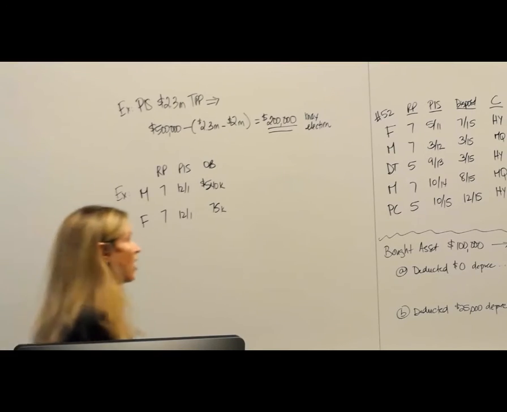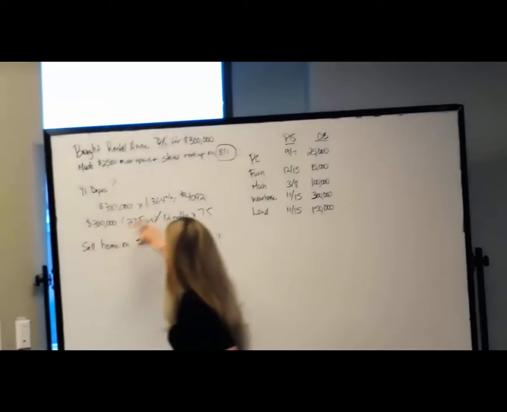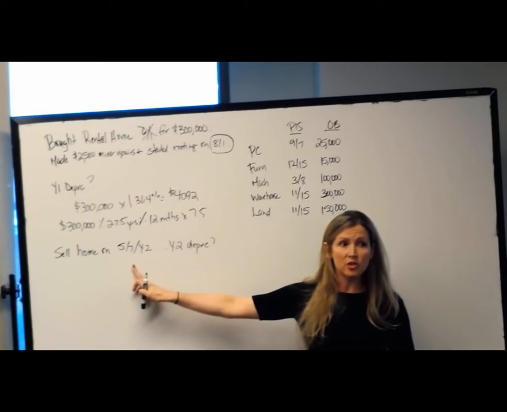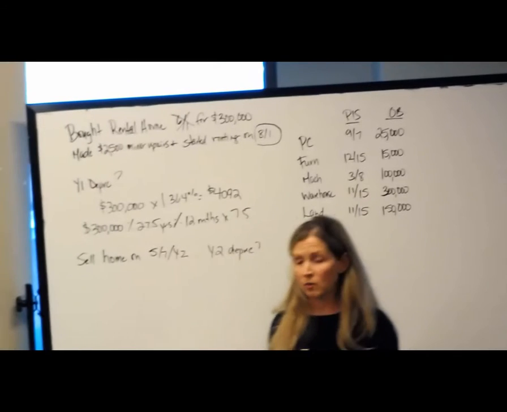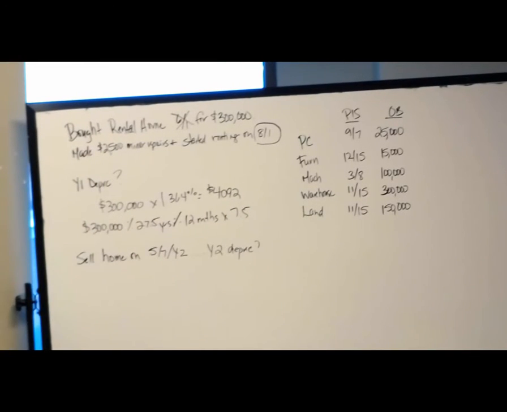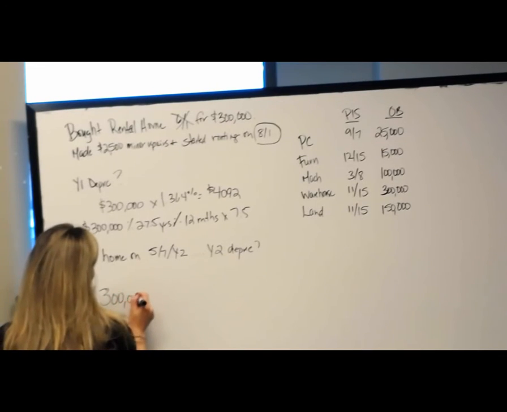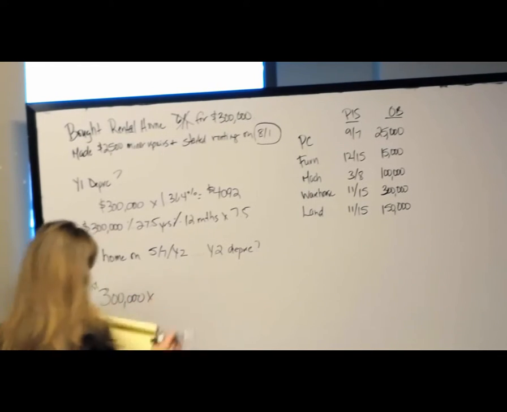So building off of this exercise, okay, the same piece of property that we placed in service in year 1, now we're going to take it out of service on May 7th of year 2, and we want to know what our depreciation is. So what are our steps? We're going to calculate our full year. So you can start with $300,000 again, guys, times what? What's our percentage?